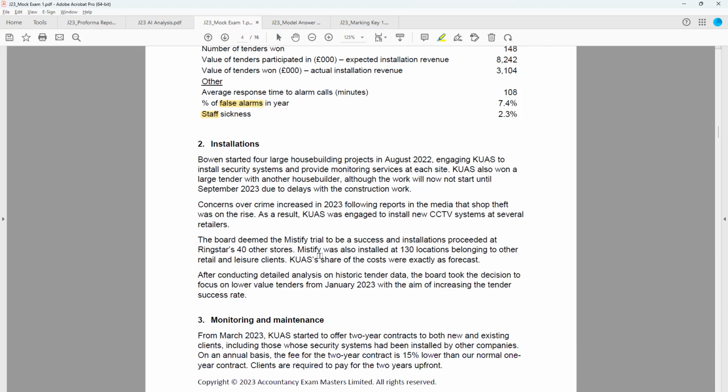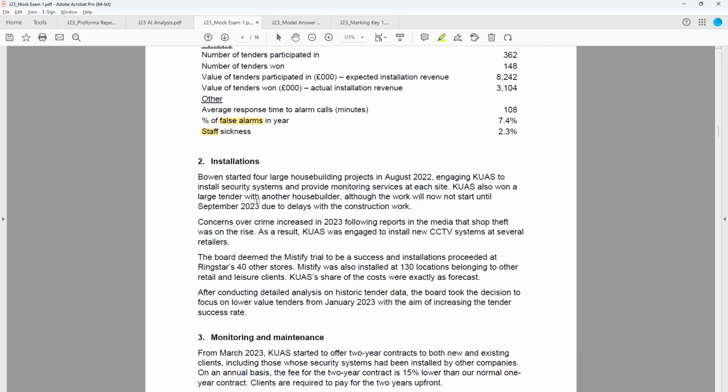And then, of course, we've got the narrative. So we can have a look at the narrative information that we're given here. We're told that Bowen, who we knew from the AI, started 4 large house building projects in August 22. So, of course, during the year, towards the start of the year, and that was to install security systems and provide monitoring services at each site. So clearly that would result in construction going up. So that could be a reason there that we can use for construction.